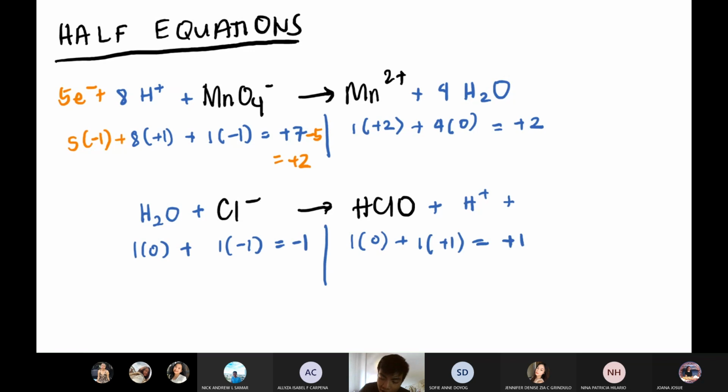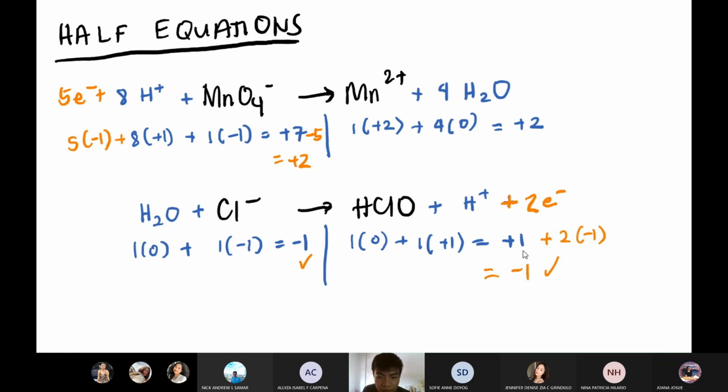Ang problema, ilang electrons? How many electrons are needed to bring down the charge to negative 1? Dalawa. No? Dalawa dapat yung electrons na idadagdag ko. Bakit? Kasi, positive 1 yan. Pag nag-minus 2 ako dyan, negative 1 siya. Okay? So, positive 1 yan. Pag-add ako ng dalawang electrons, what's 1 minus 2? Negative 1. Ayun, balance na yung ating charges.